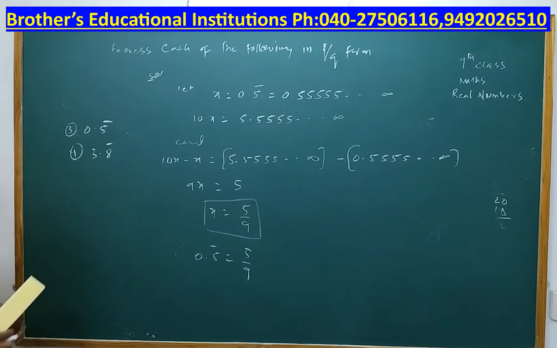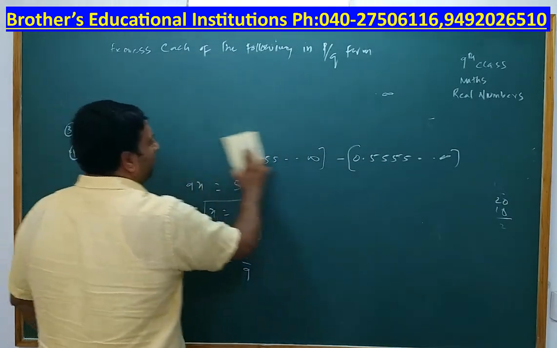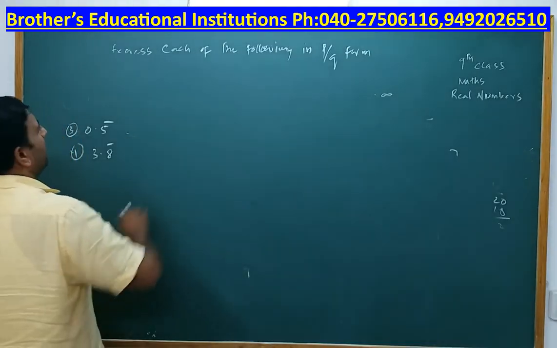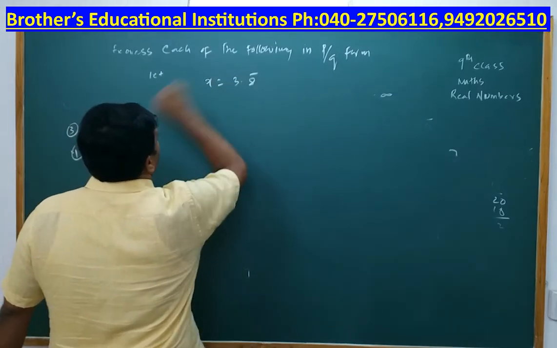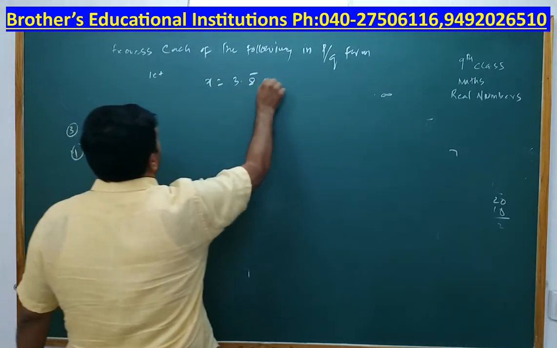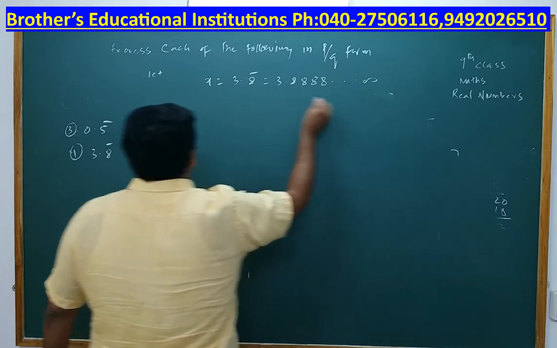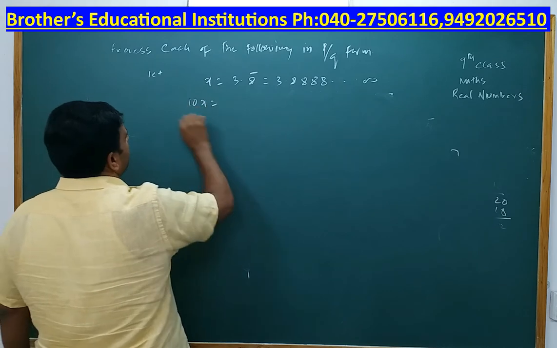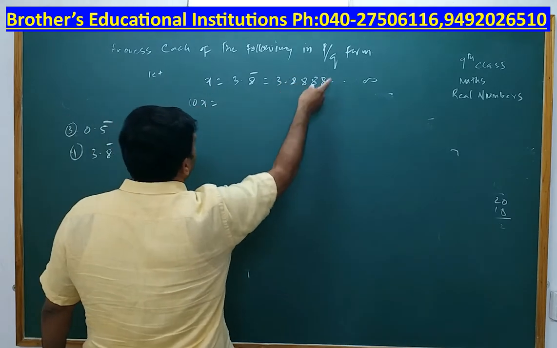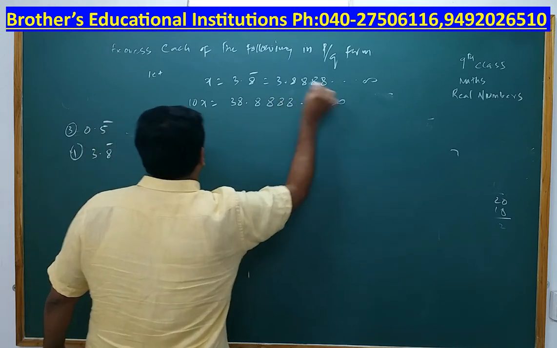Now what we are going to do is, we are going to do one more problem, 3.8 whole bar. I am sure you've copied this. Let me take another example for you. 3.8 bar. So I'll say let x is equal to 3.8 bar. What am I going to do? 3.8 bar means it is 3.88888 and so on till infinity. Now since only one digit is being repeated, I will have to multiply by 10. So 10x is equal to what? This point will move forward. It will be 38.8888 and so on till infinity.